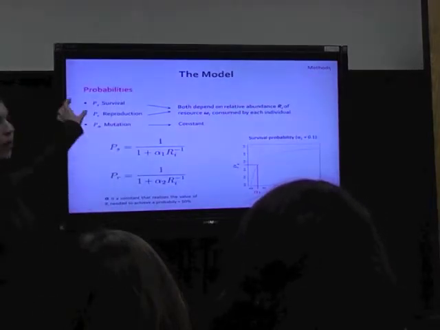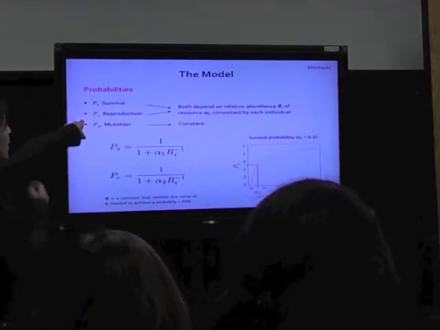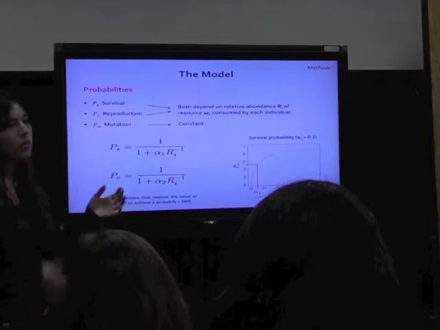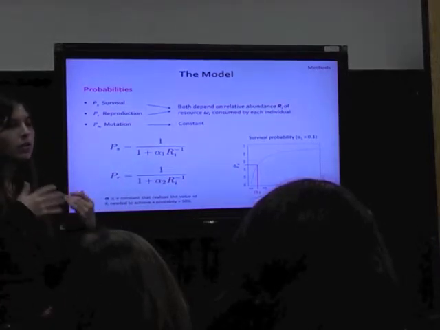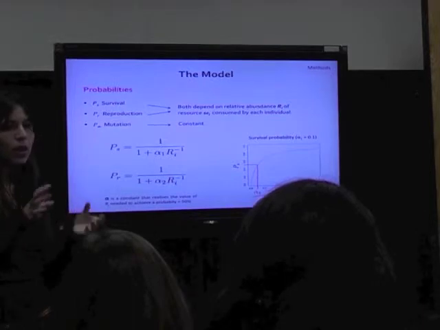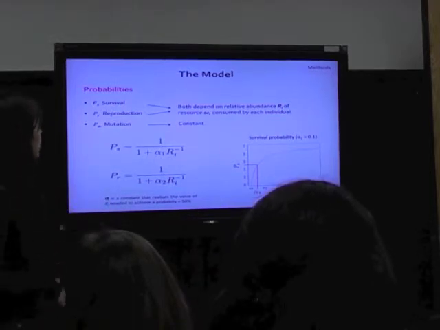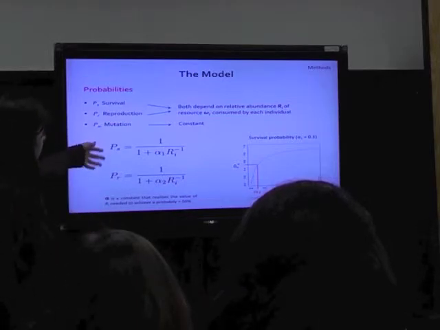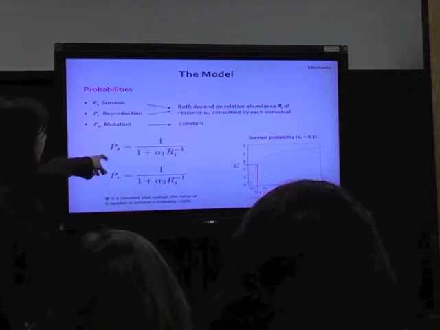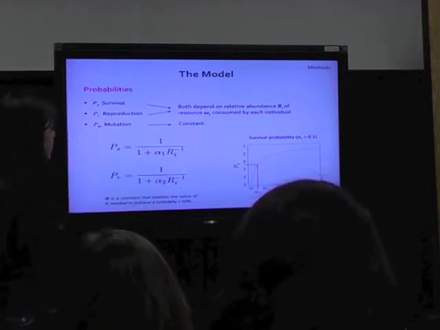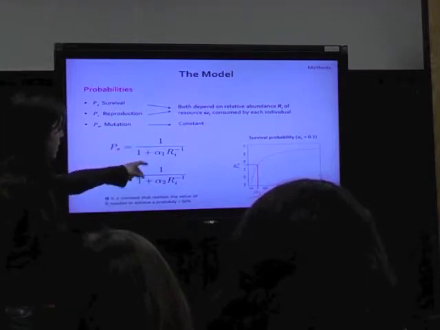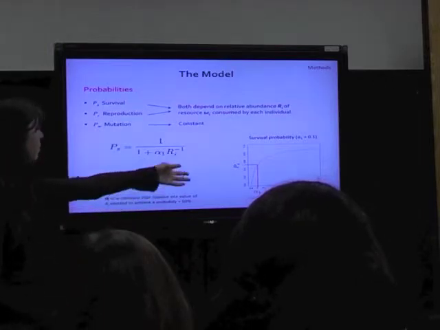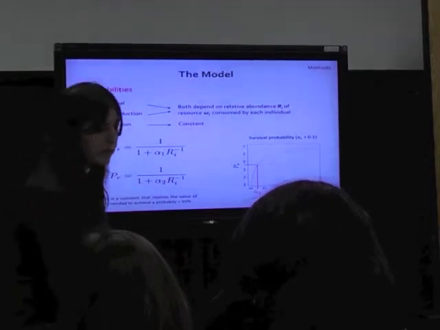In terms of probabilities, we have two probabilities: one for survival and another for reproduction, and both depend on the relative abundance of the resource that the genotype consumes. Every genotype can consume one resource and can excrete one resource. So we can see here the different probabilities that both depend on relative resource abundance. And also there are two constants that define the value of resources needed to maintain the system at 50%. Okay?